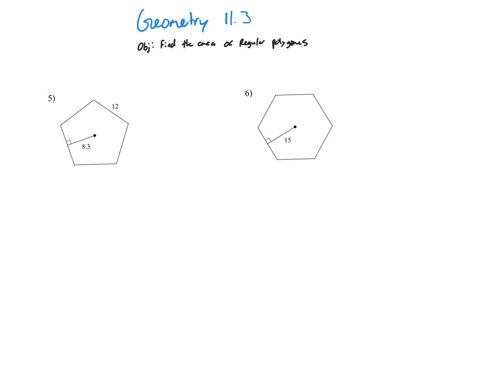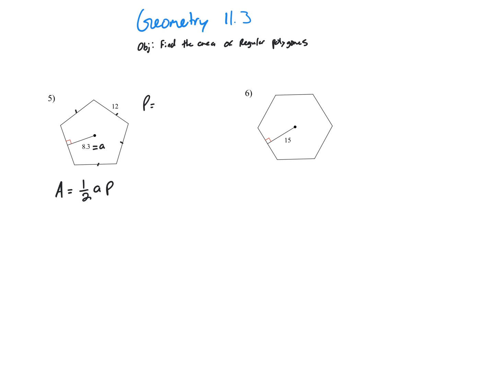Number 5, 1 through 5 actually are a little bit easier because they give you two pieces of information. They give you the apothem and a side length, which is helpful because, as we remember, the area of a regular polygon like this is equal to 1/2 the apothem times the perimeter. So this 8.3 is the apothem, and we can find the perimeter by counting how many sides.